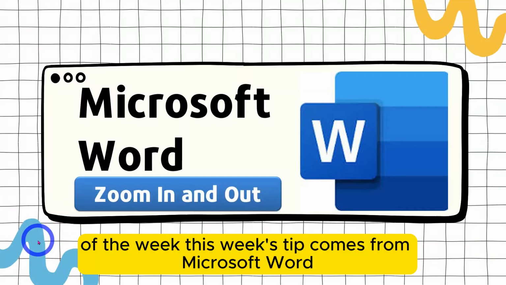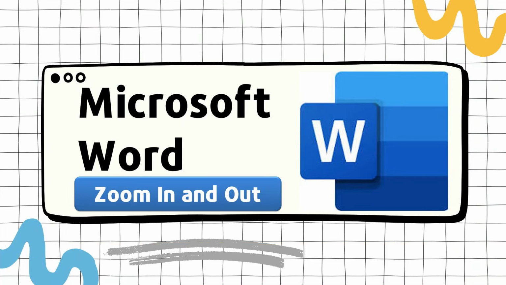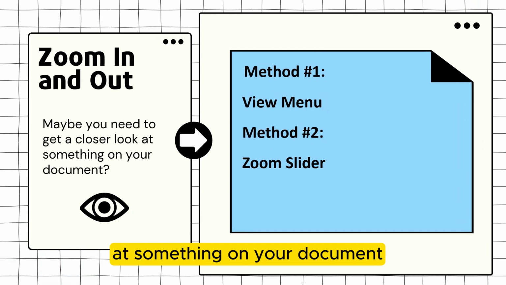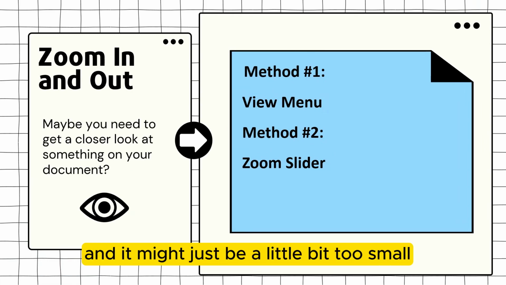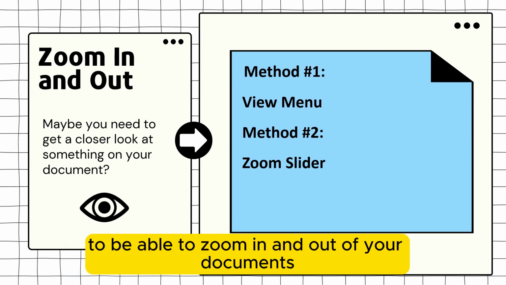of the week. This week's tip comes from Microsoft Word, where I'm going to show you how to zoom in and out of your documents. There are times when you need to get a closer look at something on your document, and it might just be a little bit too small. So there are several methods to use to be able to zoom in and out of your documents.